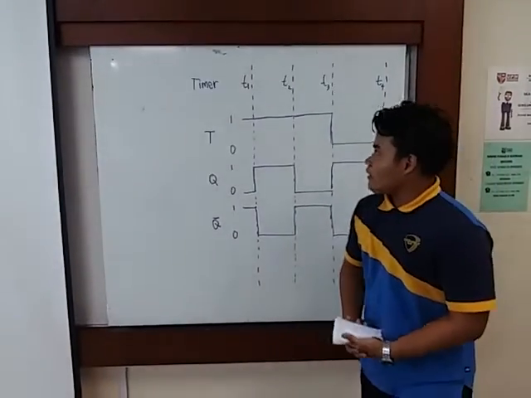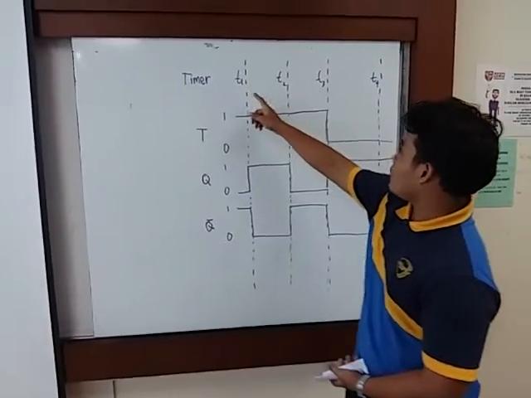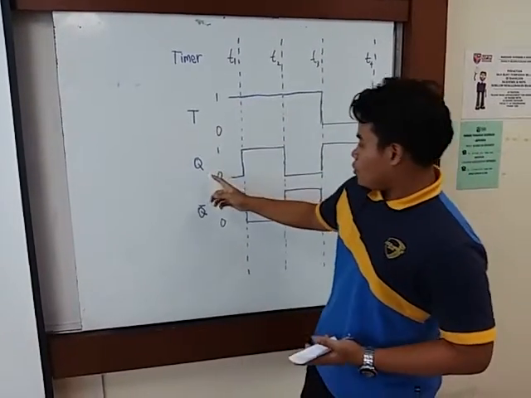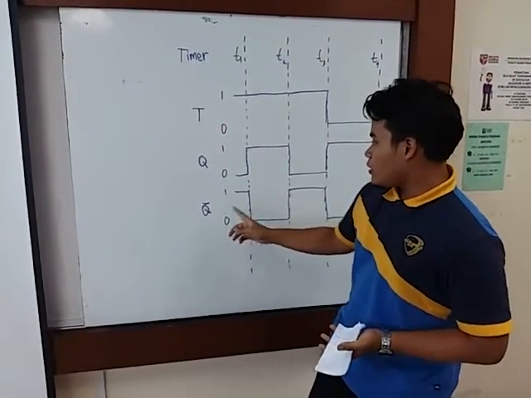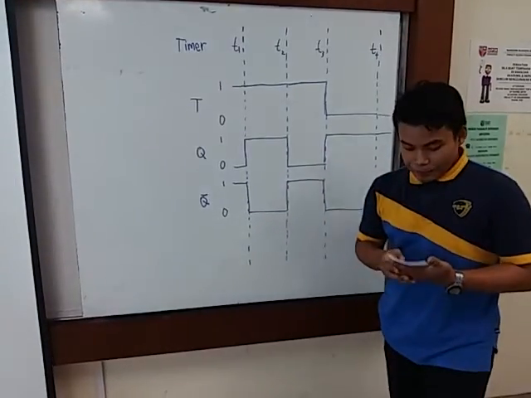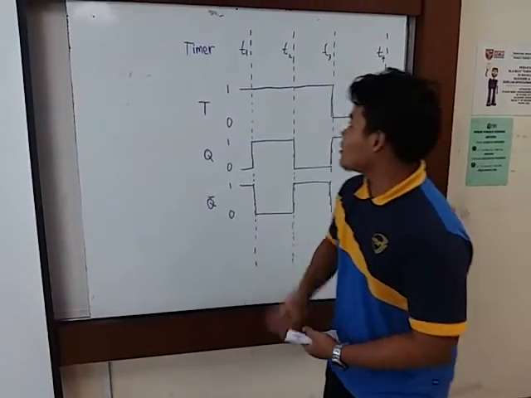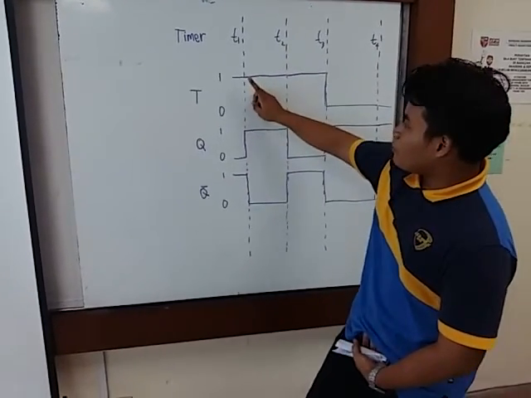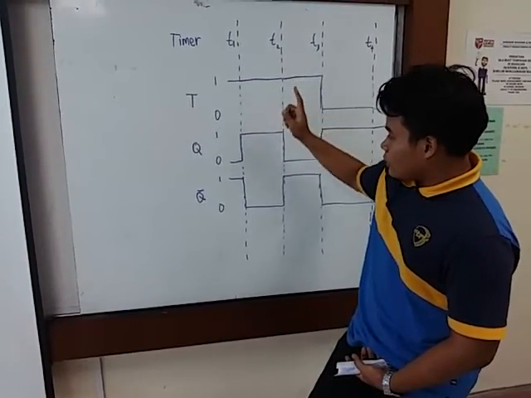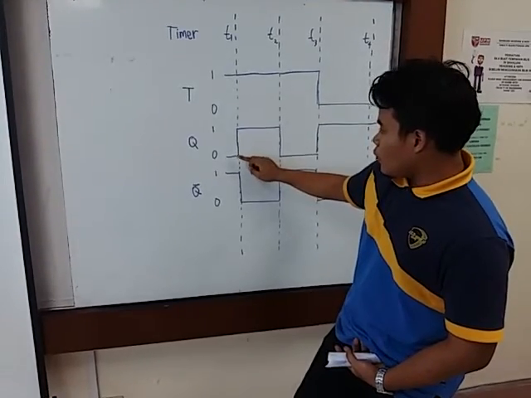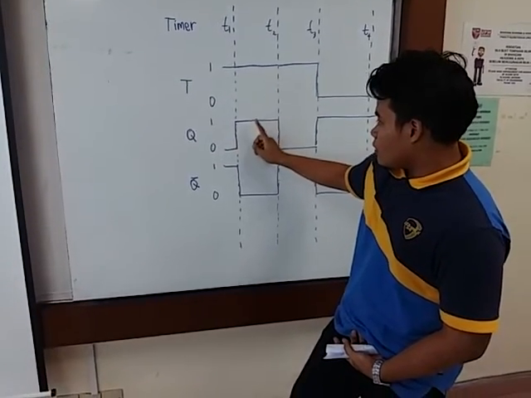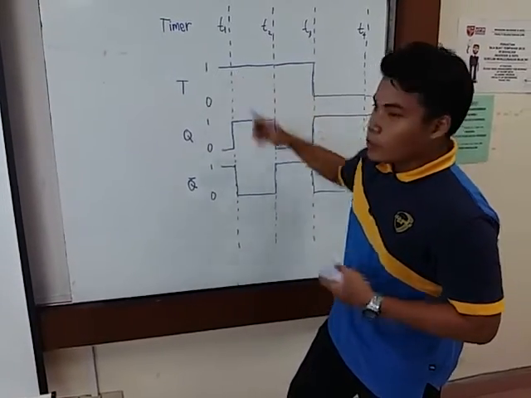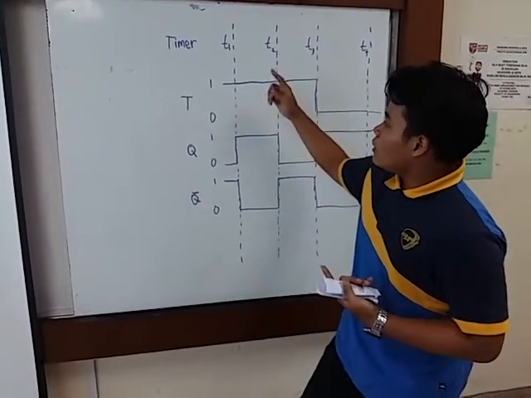Okay, then this is timer 1, T2, T3. T is input, Q is the output, and Q bar is the second output. Okay, then for the T1, we look at the input. If the input is 1, so the output Q will become 1. From 0 to 1, it will change because we refer based on the input.